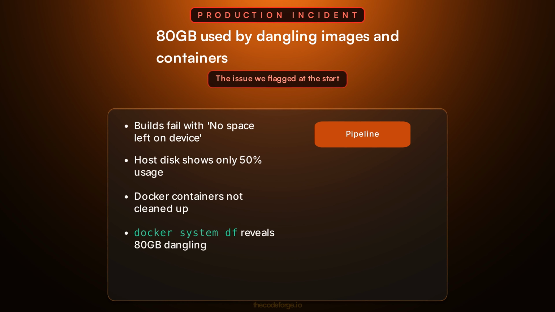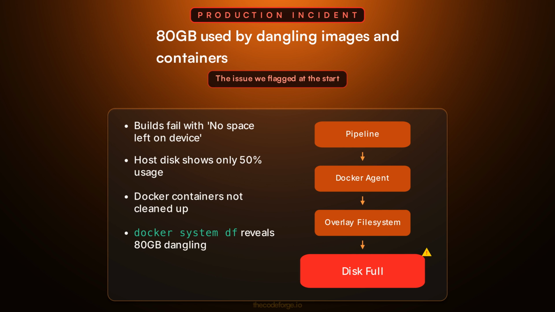This is the same issue we highlighted at the start. Here's exactly why that happened. The pipeline spawned Docker containers that were not cleaned up. While the host disk showed 50% usage, the overlay file system inside containers consumed 880 GB of dangling images and containers, causing the disk full error.